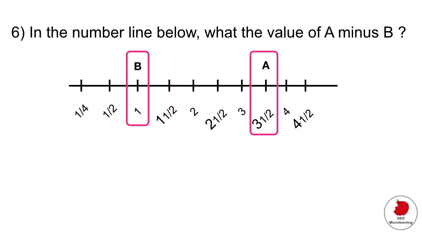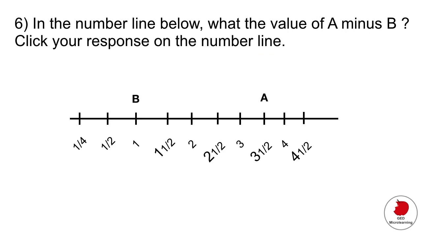All right, so the next question is one of these questions that you have to interact with the number line. It's asking you, in the number line below, what is the value of A minus B? So you would look at A and B and set up your equation like that. 3.5 minus 1 gives you 2.5. And then you would click your response on the number line below.